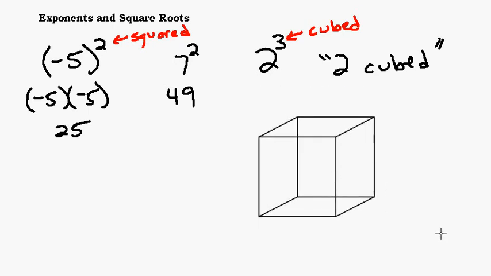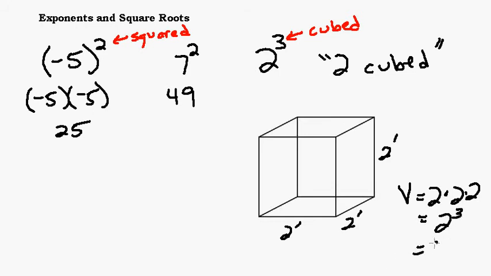It has to do with this shape, which is a cube. If I know that this cube is 2 feet wide, 2 feet long, and 2 feet tall, the way you find the volume of the cube is 2 times 2 times 2, which is basically 2 to the third power, or 8. And that's why it's called cubed, because it has to do with finding the volume of a cube.